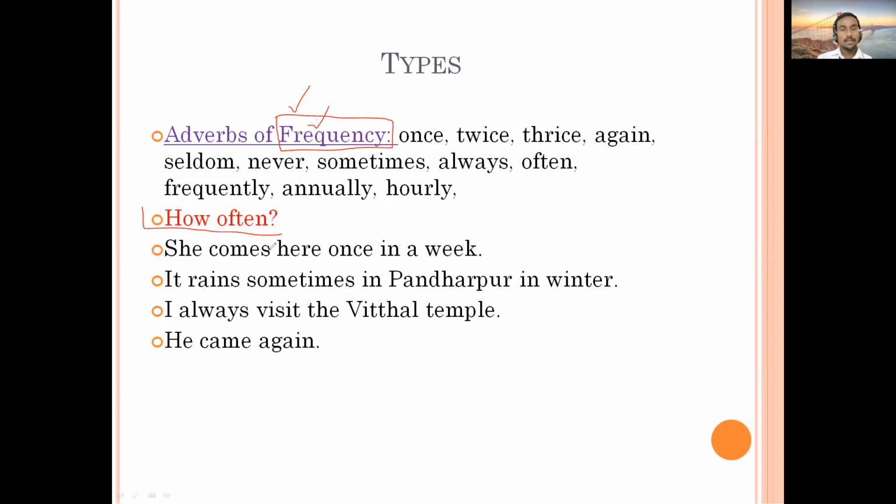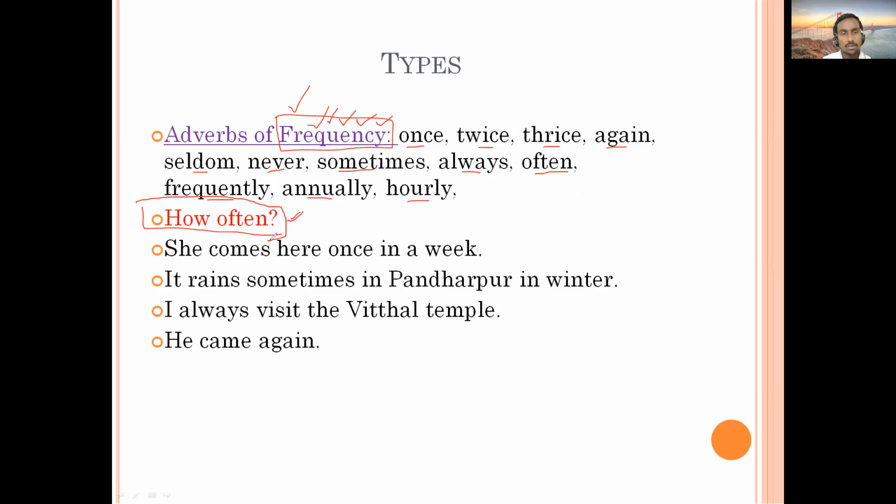So pay attention. It is talking about frequency. It talks about how many times a particular action takes place. That is frequency, and you can ask the question how often or how many times. So you'll get an answer, and that answer will be adverbs of frequency. Here are some examples: once, twice, thrice, again, seldom, never, sometimes, always, often, frequently, annually, hourly, weekly, monthly, yearly, quarterly. These are also adverbs of frequency.